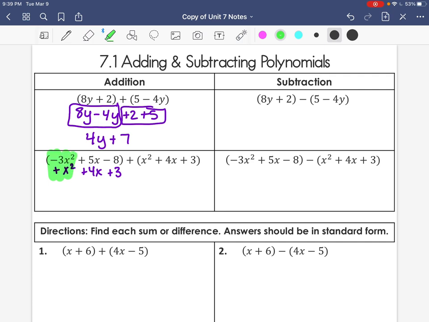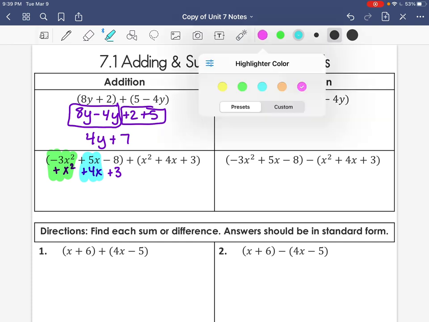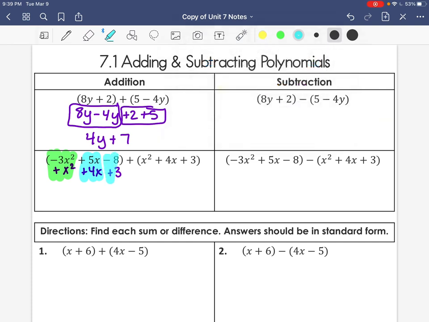kind of like how we did elimination on systems. I'm going to change this back to yellow so we can see it. Oh, except I didn't change it back to yellow. Okay. So you're adding together like terms.